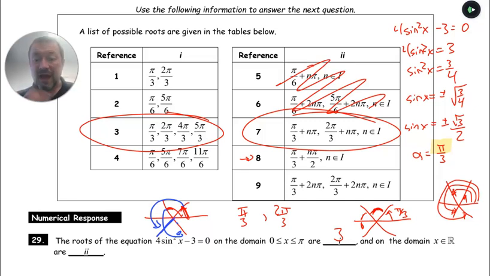And then the problem with 9 is that it's starting at pi over 3, but it's adding full rotations, not half rotations. So it's only catching the angles in quadrants 1 and 2, or the top half of the unit circle. So the answer here has got to be 3, and then over here this will be 7.